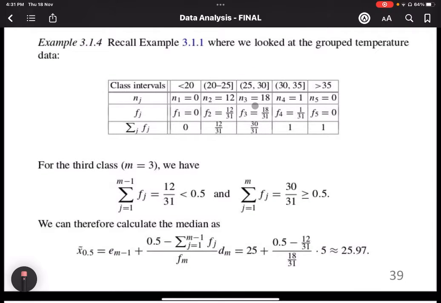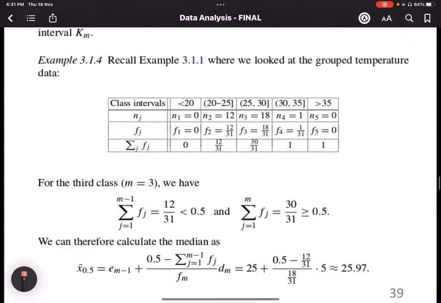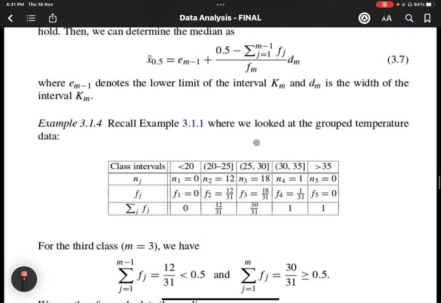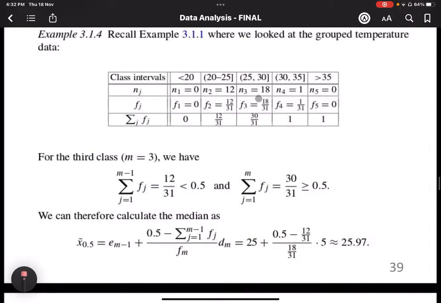Ang first step kasi is to identify kung nasan yung ating median. So nandito yon sa 25 to 30. So ano yung 25? That is the lowest limit, 25 within the group. And then ano yung 0.5? Actually dito 0.5, ito ay times 5, according dun sa ating formula.